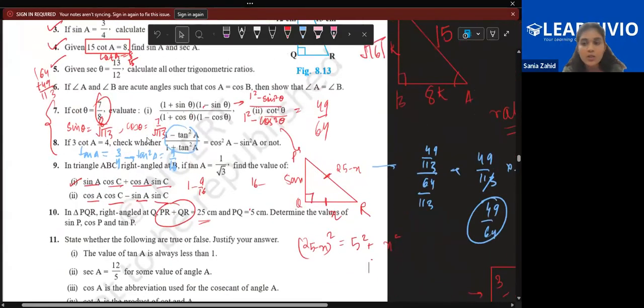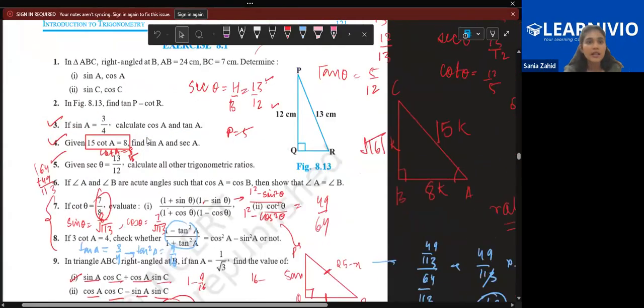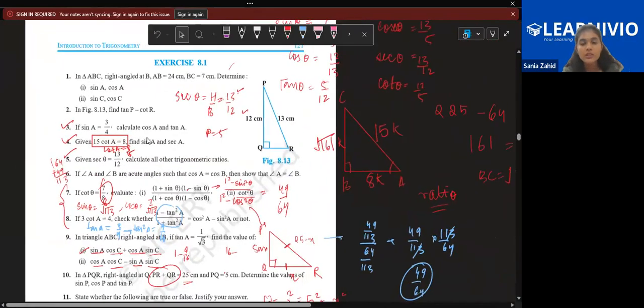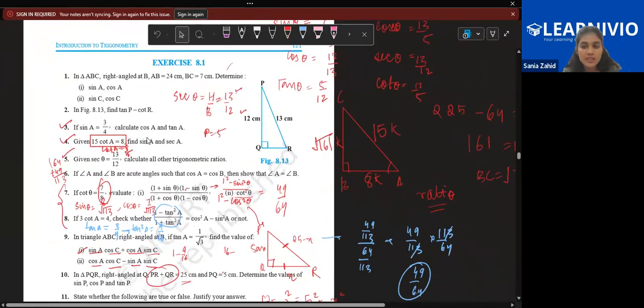Fine. So now we'll just move back to trigonometry. I'll quickly revise whatever we've already done. In trigonometric ratios, we discussed there are a total of 6 ratios. Can you name them for me? Sine, cos, tan, sec, cosec, and cot.